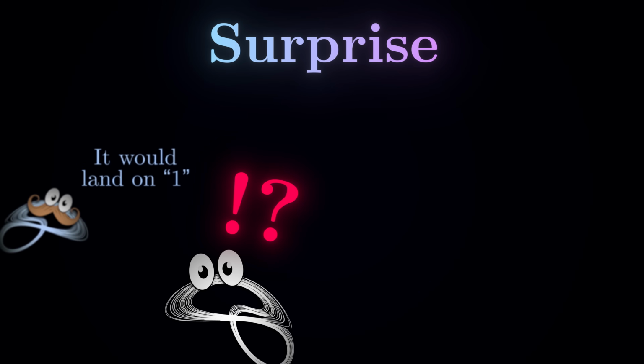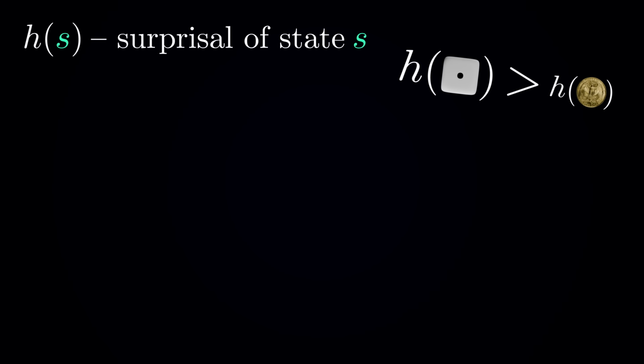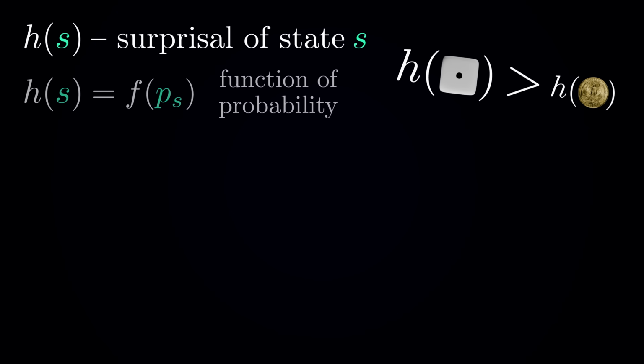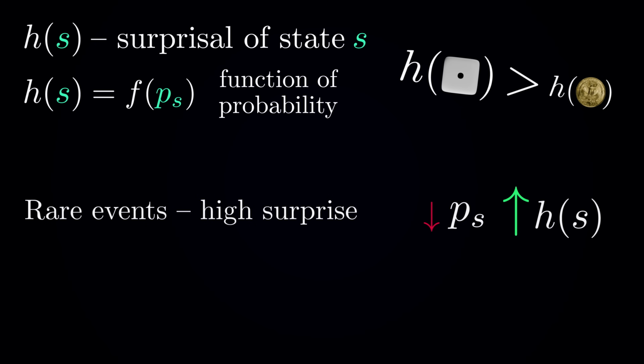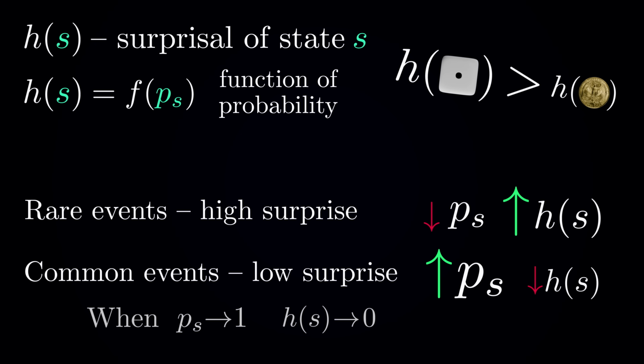Let's try to formalize this notion of surprise. Essentially, we're looking for a way to assign a positive number, a surprisal measure, to each state. This measure should be a function of probability that gets larger for smaller values and shrinks to 0 when the probability approaches 1. After all, events that are guaranteed to happen should have no surprise at all.